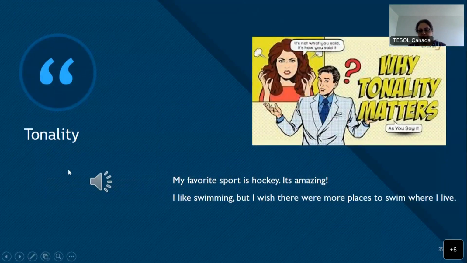Another aspect of speaking is tonality. They know that they can understand the mood of the speaker through tonality. Let me give you an example. My favorite sport is hockey. It's amazing. So when you hear it's amazing, it means the speaker loves this sport a lot.